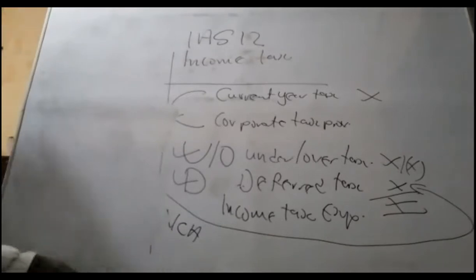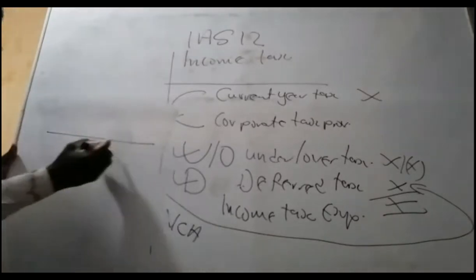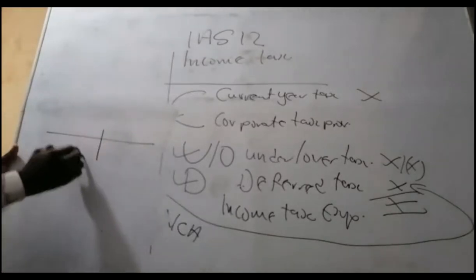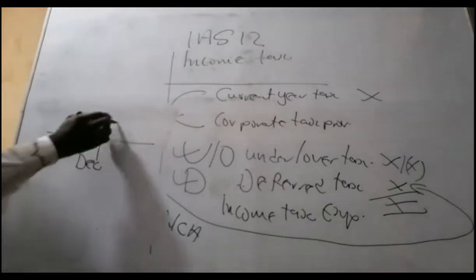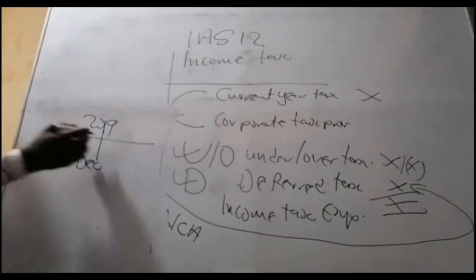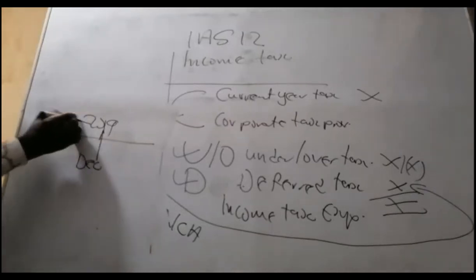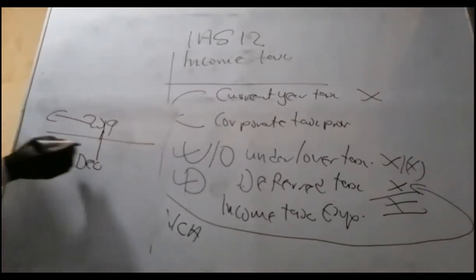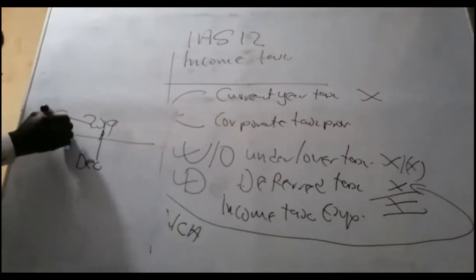So quickly, we are here. We are reporting December 2019. As at this date, a transaction occurred before 2019. It can be the same day or previously.